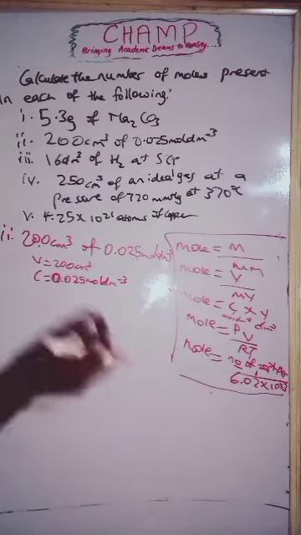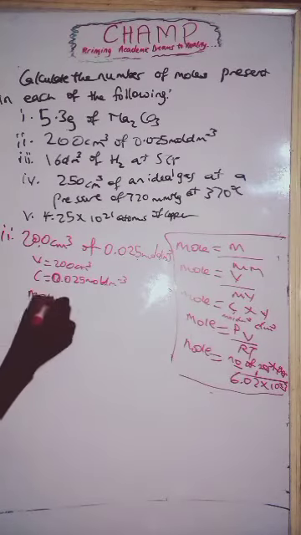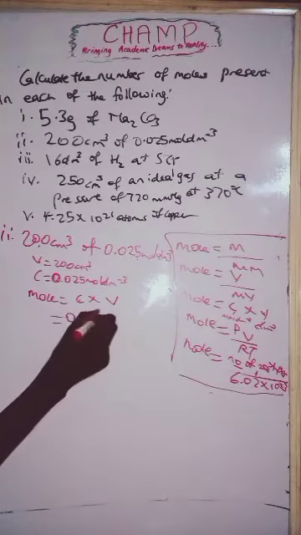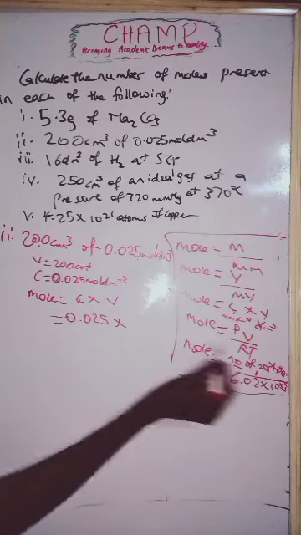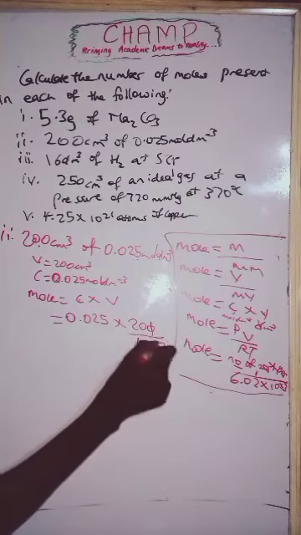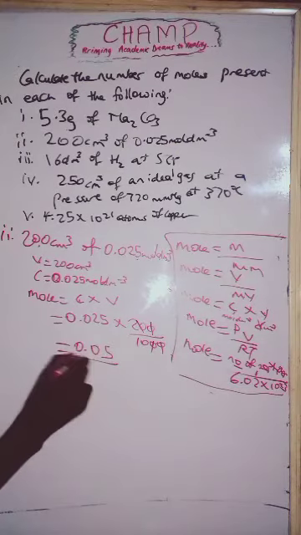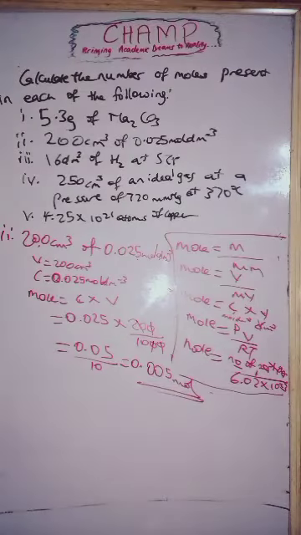So go to your formula. Which formula relates C and V? So this is C times V. Mole is equal to C times V. So what's your C? 0.025. What's your V? 200 centimeter cube. But I told you that it must be in dm cube. So I can say 200 over 1000. So you can just cut it. So you have something like 0.05 divided by 10. That's 0.005 mole. So that's your answer. That's your final answer for that.